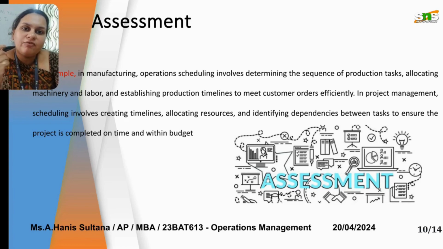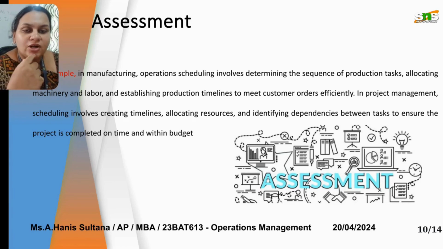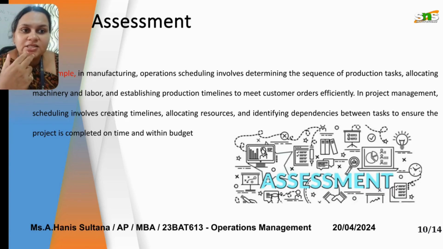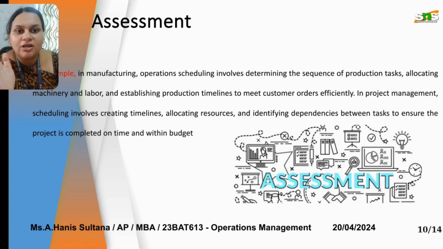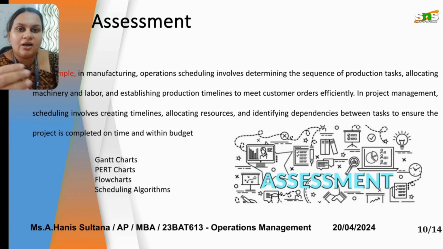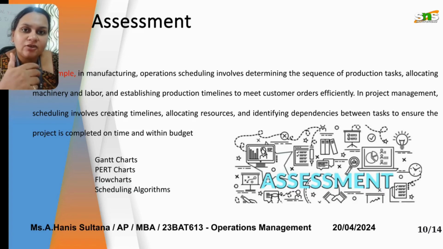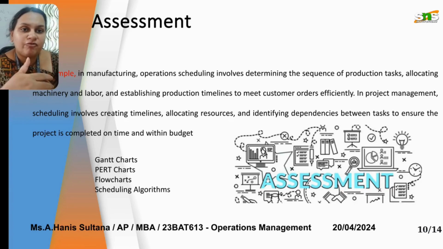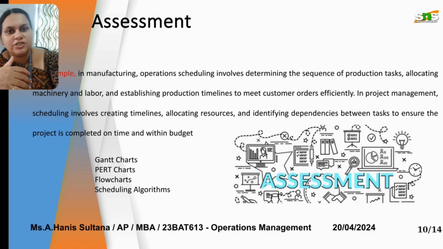From the assessment point of view, in manufacturing, operation scheduling involves determining the sequence of production tasks, allocating the machinery and labor, and establishing production timelines to meet the customer's order efficiently. In project management, scheduling involves creating timelines, which means identifying the dependencies between tasks to ensure the project is completed on time and within the budget. For all this, we can go with Gantt charts, PERT, flow charts, or scheduling algorithms. We have come across all these four types of methods, and we can utilize any one of them to obtain the outcome.